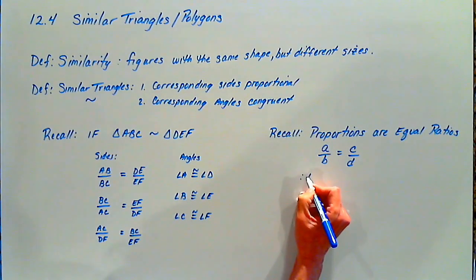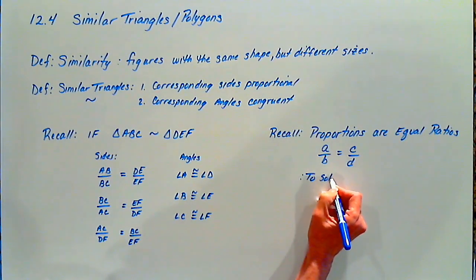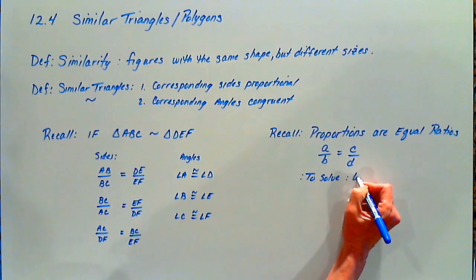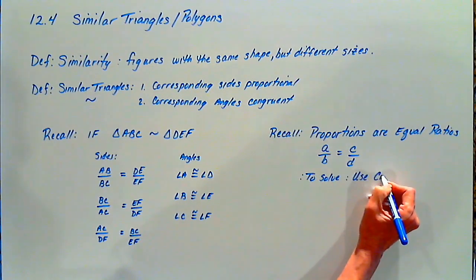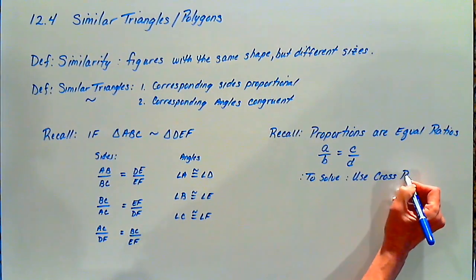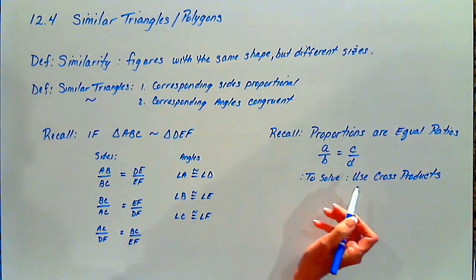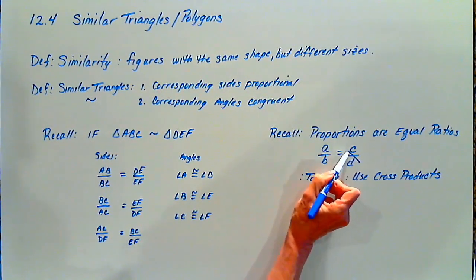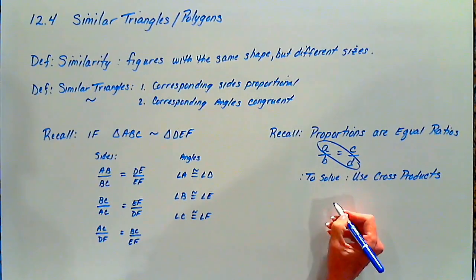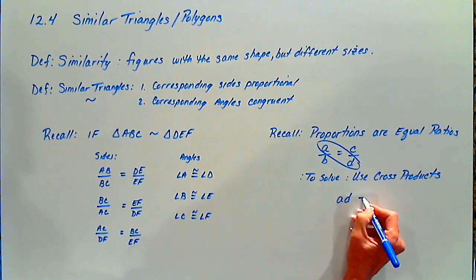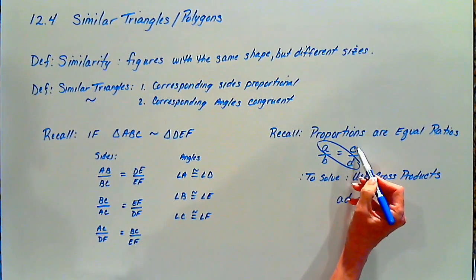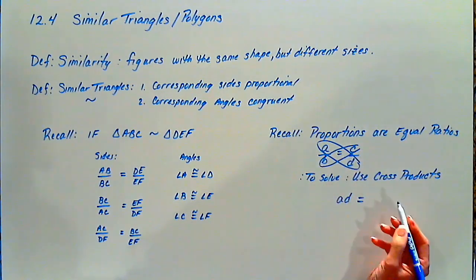So to solve, we can use a cross product. In other words, A times D, the extremes, is equal to the product of the means, B times C.